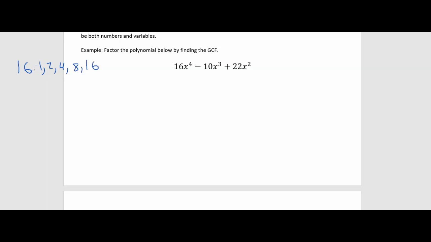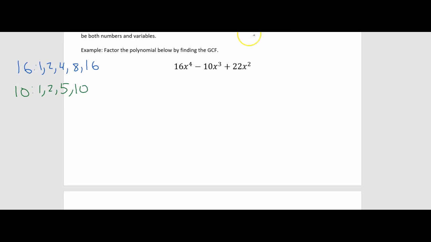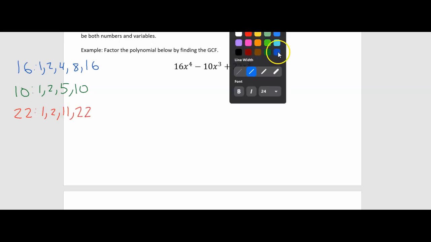So 1, 2, 4, 8, and 16. Then you could write down all the different factors of 10. So 1, 2, 5, 10. Then you could write down all the different factors of 22. 1, 2, 11, 22. And then you could go through and pick the largest one, right?